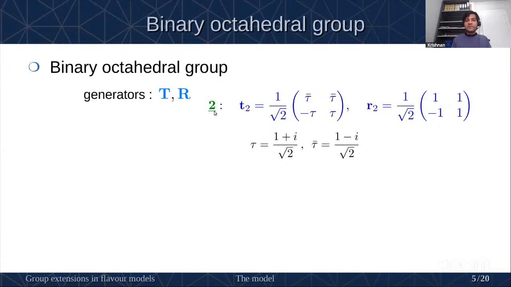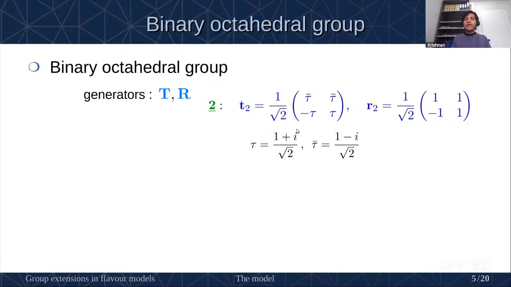For this specific representation, the generators T and R are given here. T is a 2 by 2 unitary matrix, and R corresponds to another 2 by 2 unitary matrix. So this is the doublet representation of the binary octahedral group. And this tau and tau bar that you're seeing here are the 8th roots of unity. So the values are here. This corresponds to a line at 45 degrees, the 8th root of unity in the complex plane.